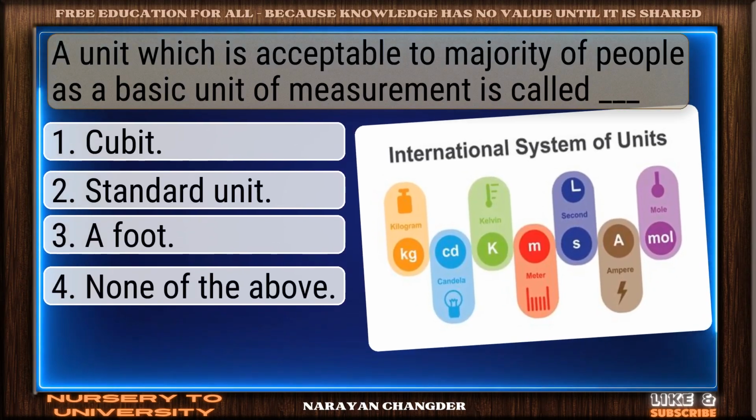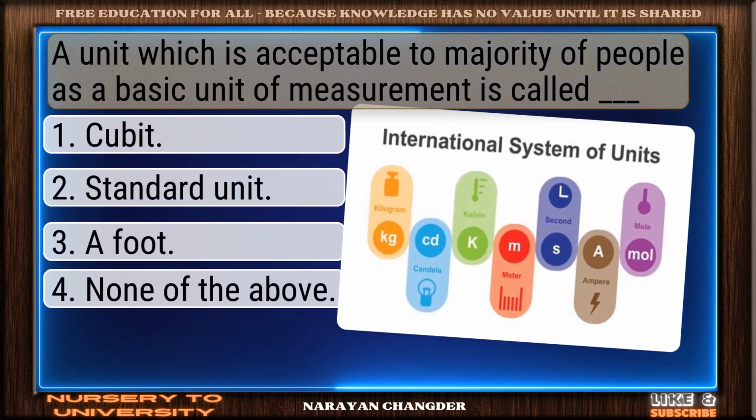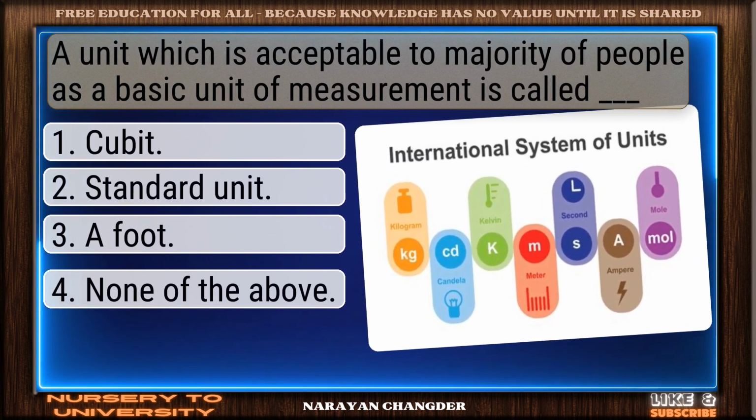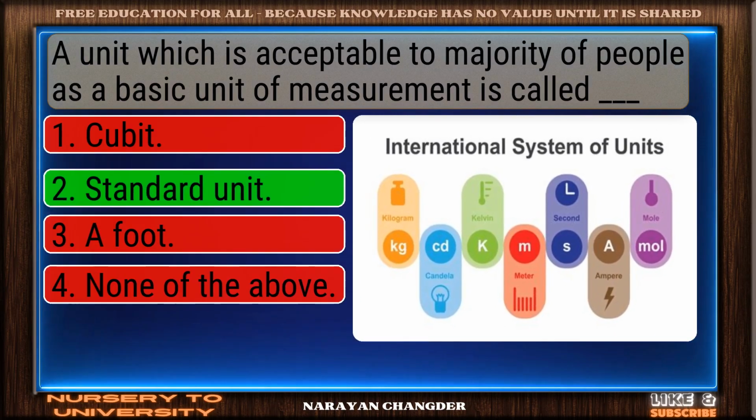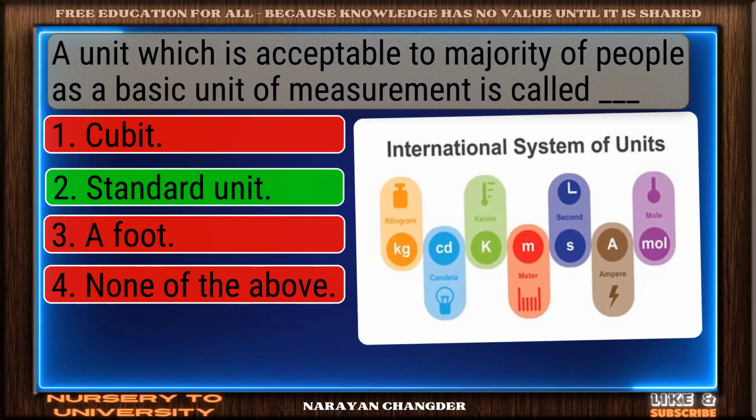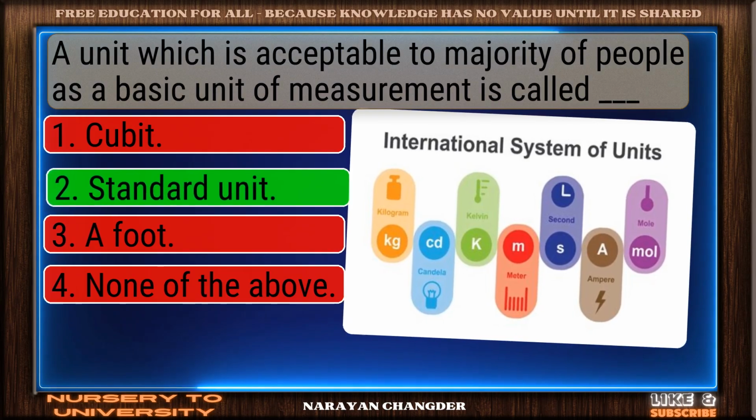A unit which is acceptable to majority of people as a basic unit of measurement is called dash. On track. Standard unit is the correct answer.